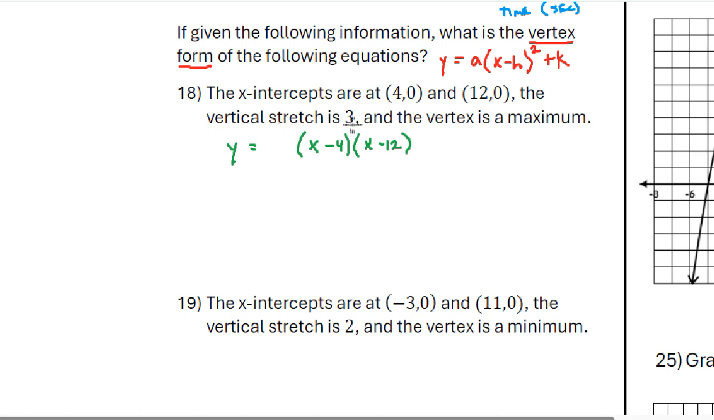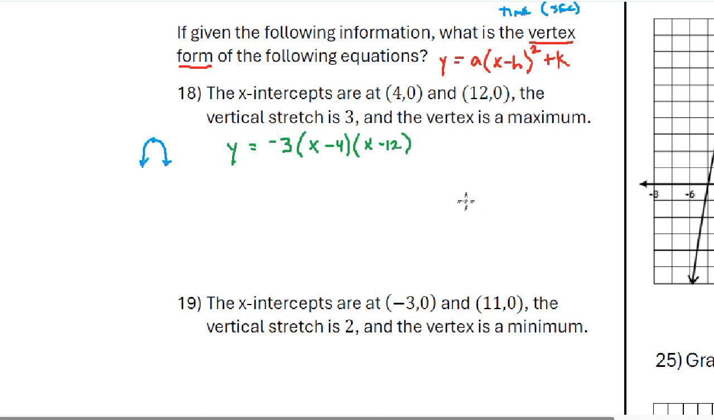The next thing is the vertical stretch. That's our a value. So we have our two binomials, our two factors, and now we're going to go ahead and put our a value of 3. But the question is, is this negative 3 or positive 3? The question says the vertex is a maximum. That means our parabola has to be opening down because this makes a vertex that is a maximum. And therefore, this has to be negative 3. Our vertical stretch is negative 3.